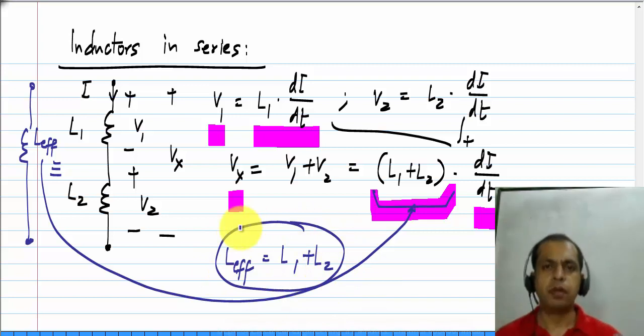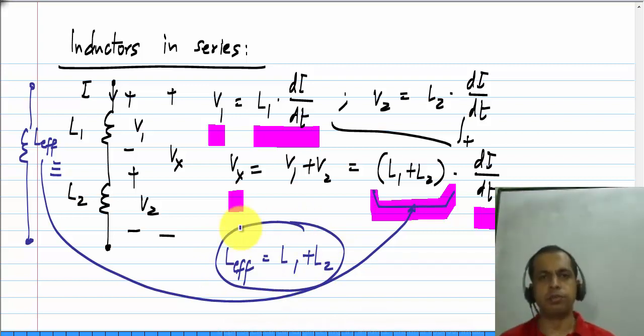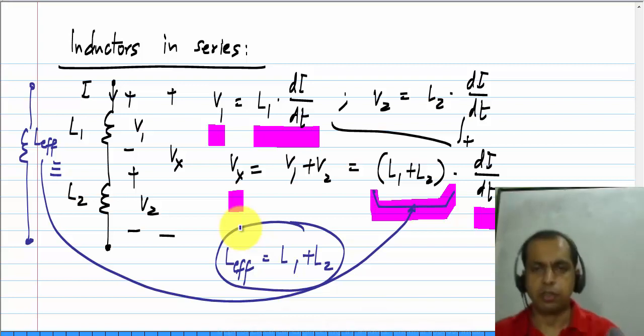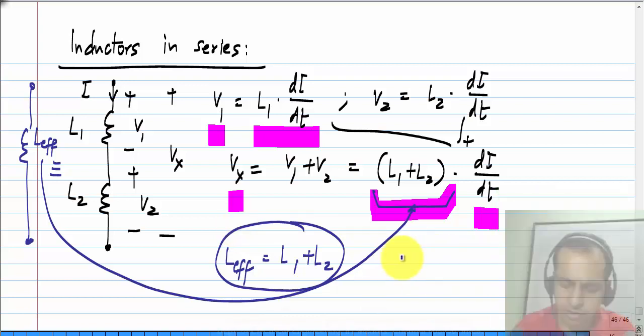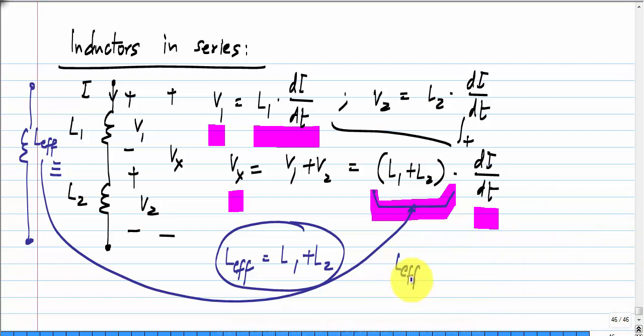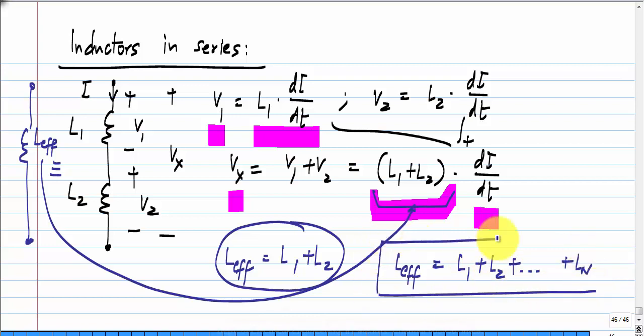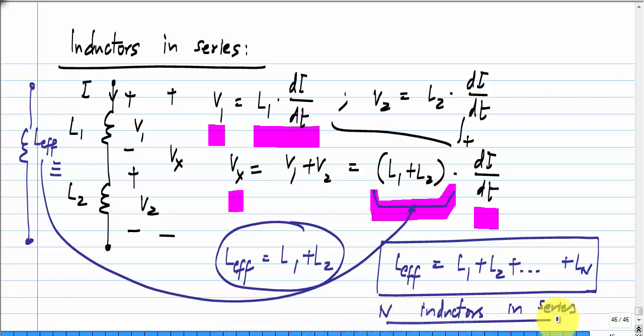Okay. And I won't draw a separate picture for this. You have seen this couple of times before. If I have n inductors in series, the combination is equivalent to a single inductor whose value is L1 plus L2 plus Ln. Okay. This is for n inductors in series.